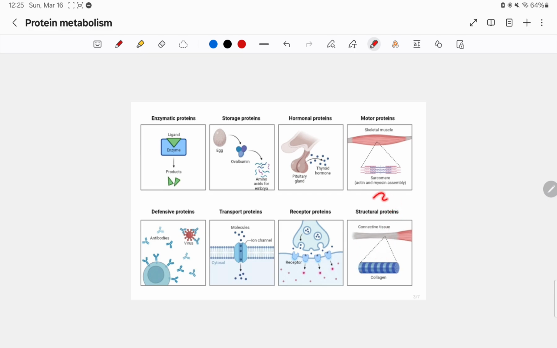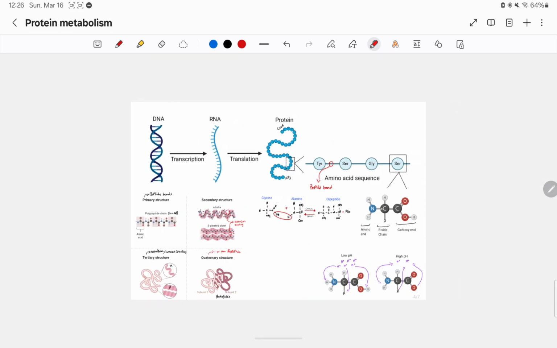But not only that, they can also function as structural proteins, like collagen in your connective tissue, which is found pretty much everywhere, in every tissue. So you can see the vast function of proteins, and that's why it's essential to talk about them when it comes to nutrition.